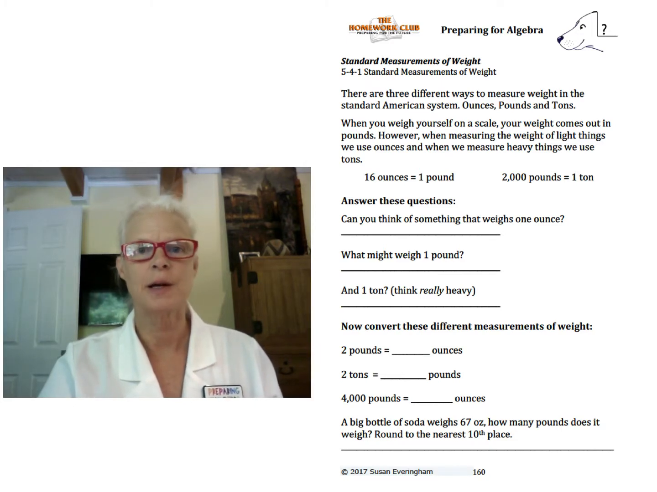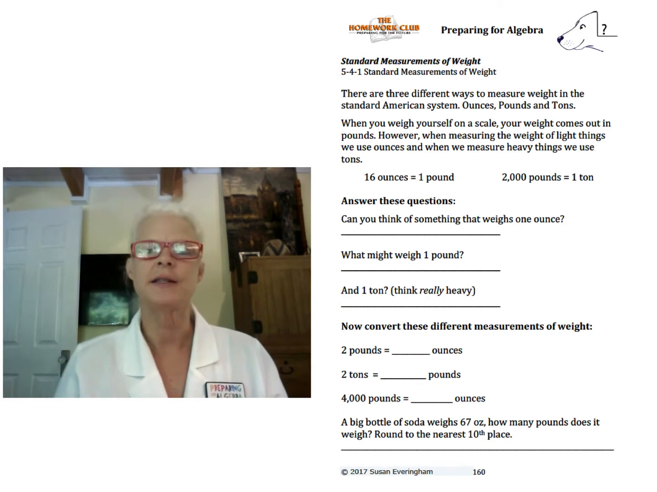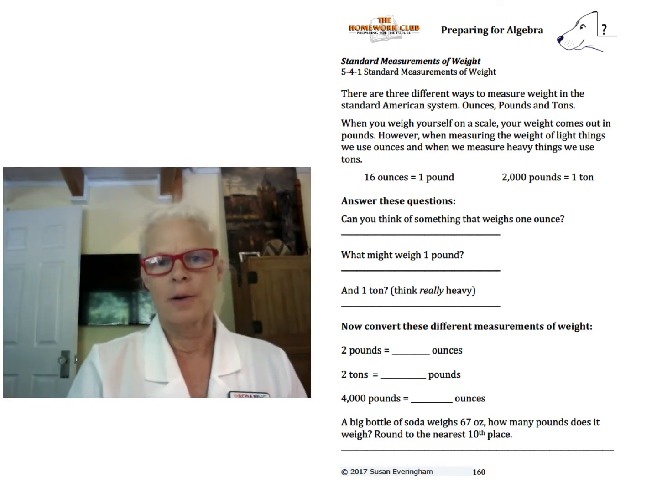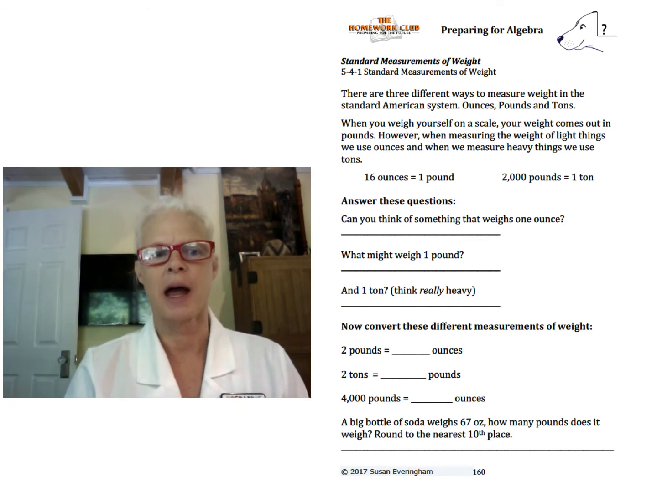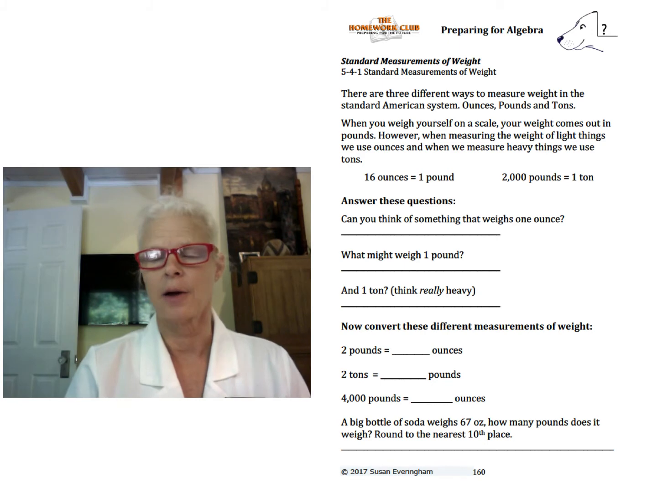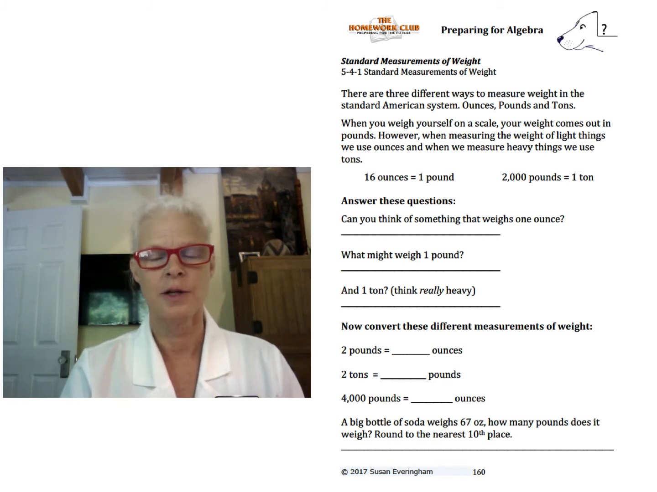Page 160, preparing for algebra. This is standard measurements of weight. In our American standards, we use ounces, pounds, and tons. The conversions, for example, are 16 ounces equals 1 pound, and 2,000 pounds equals a ton.